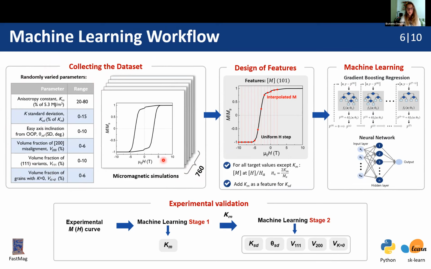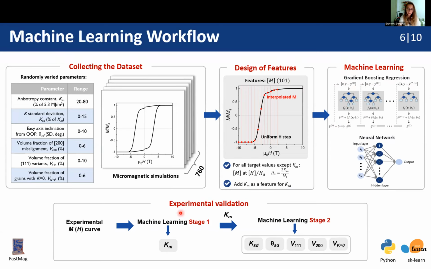After that, we described each hysteresis loop at a set of points, values of magnetization at each step of magnetic field. And we used this set of points as features for our data set in machine learning. And after that, we carried out a machine learning process. For that, we compared two models, gradient boosting regression and neural network. Using these models and the form of the hysteresis loop, we can predict our 6 parameters.